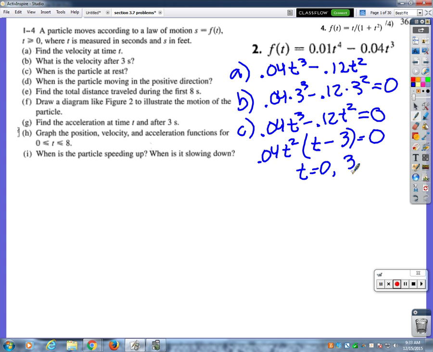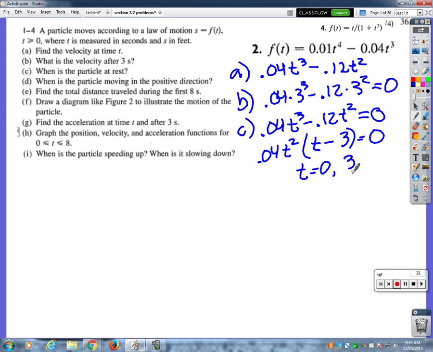The t minus 3 came from 0.12 t squared divided by 0.04 t squared, which gives you 3. I knew 0.04 goes into both of these. You can think of it like doing it with 4 as well: 12 divided by 4 is 3.